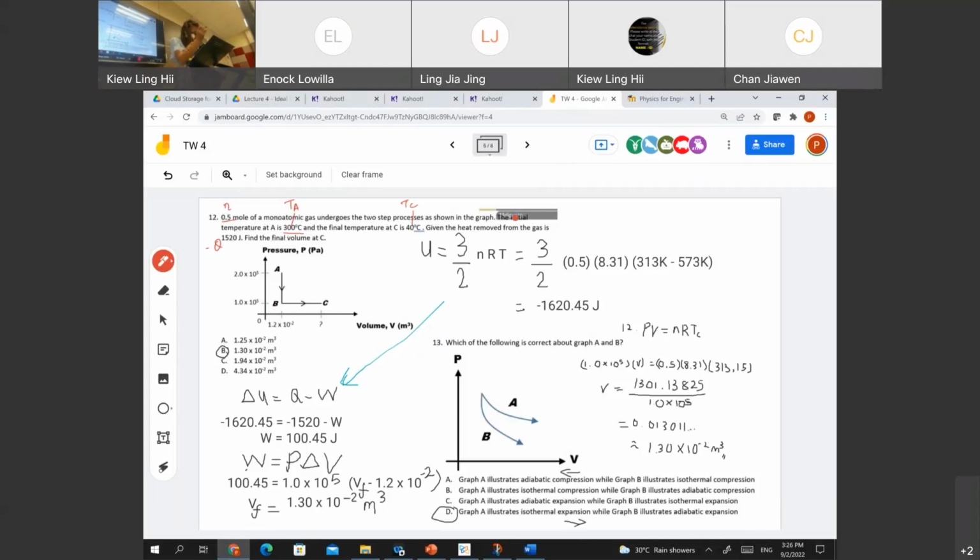In order to find the volume, we need the work done. So how do we find the work done? From the first law of thermodynamics, because Q is given. So we start off with the first law, delta U equals Q minus W. This is referring to B to C.